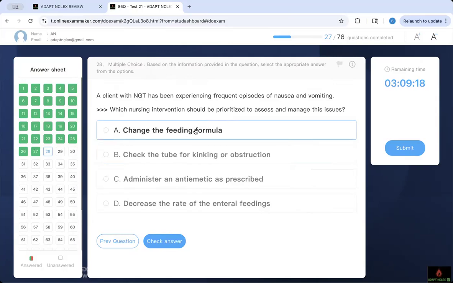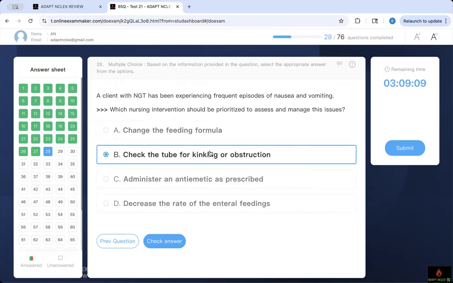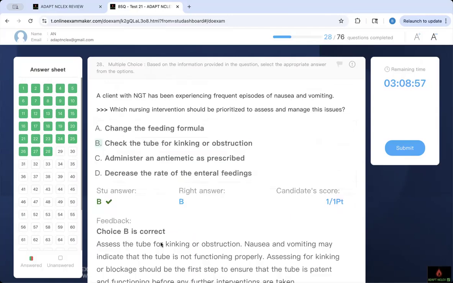Changing the formula will not change anything. Mostly formula will lead to diarrhea. Something is blocking you. That's why you're vomiting. This may be a kink. Antiemetic is treating the symptom, not trying to find the problem. Decreasing the rate of the enteral feeding has something to do with what? Diarrhea, not nausea and vomiting.